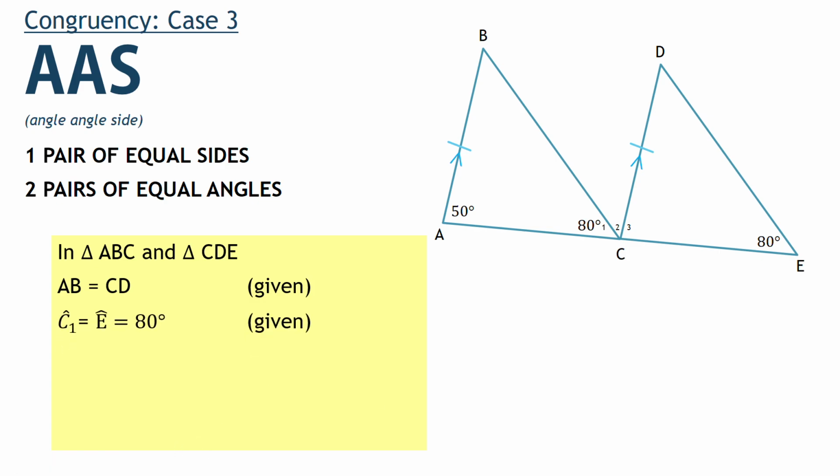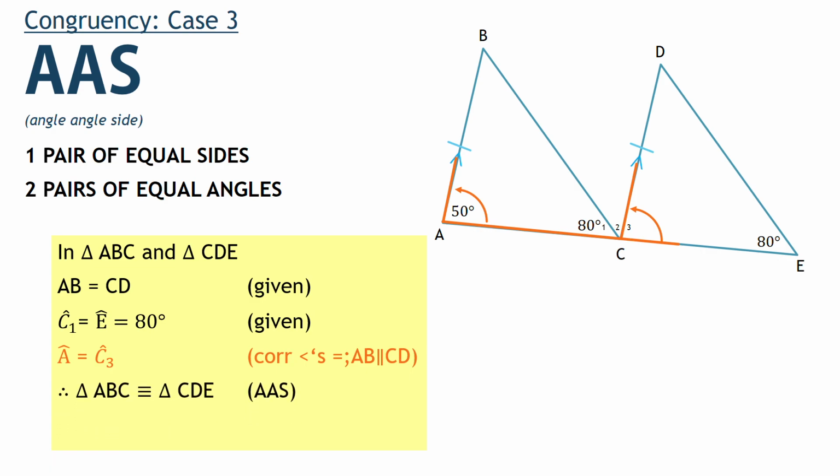Then they didn't give me anything else, but because these lines are parallel, I can see that there's an F shape here. So those two angles will be equal to each other also. So I can say that C3 is equal to angle A, which is 50. Reason, corresponding angles are equal. And then there's my parallel lines. AB is parallel to CD. And my final statement to say that the triangles are equal to each other, are congruent to each other, and the reason angle, angle, side.